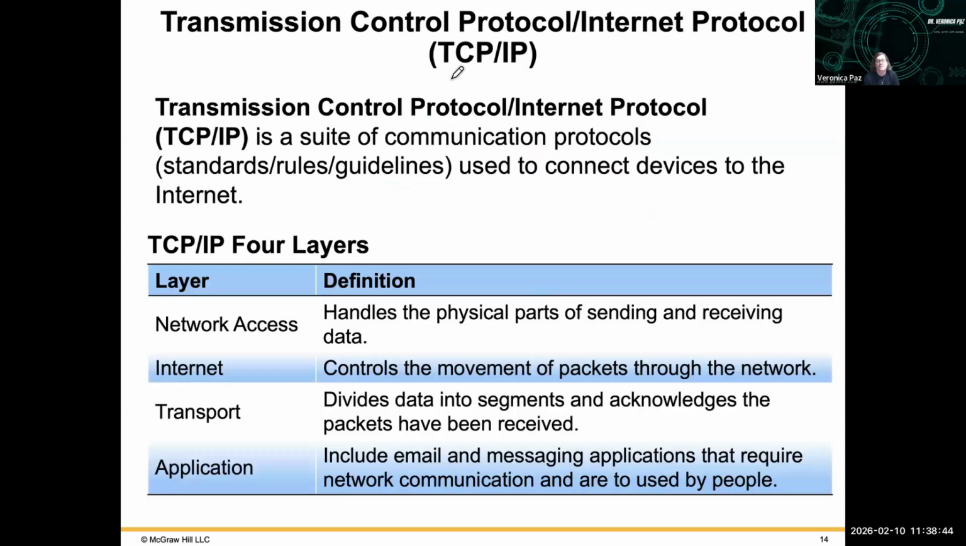Okay. So then we have TCP/IP, Transmission Control Protocol, Internet Protocol. So make a note of that. TCP/IP is a suite of communication protocols that connect devices. You can either have network access, which gives you the physical parts of sending and receiving data. You have the internet, which is the packets of information through the network. Then we transform that: we divide the data into segments and acknowledge that those packets have been received. And then we have applications, which can be messaging or email. These are just different applications that we use throughout the network.